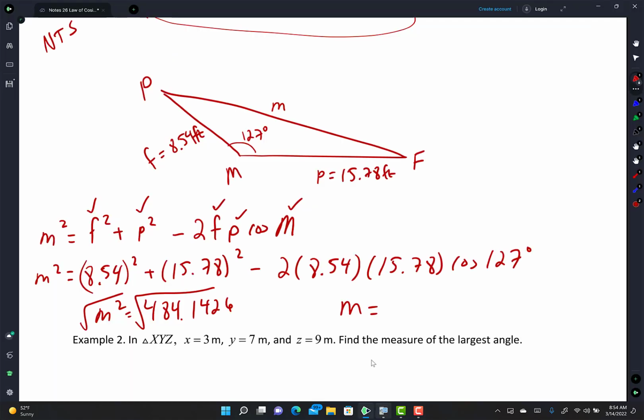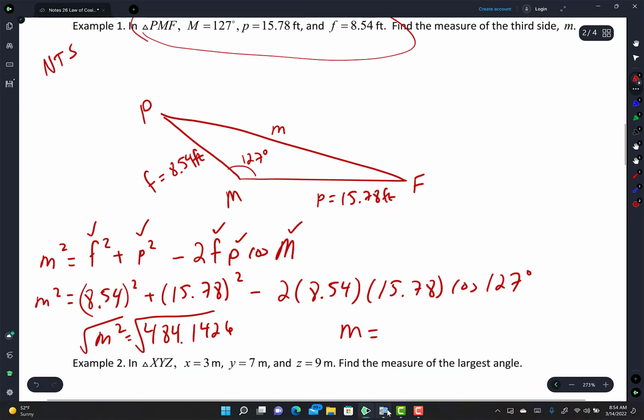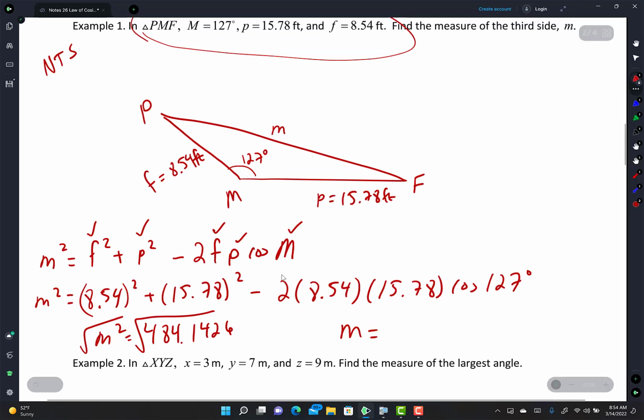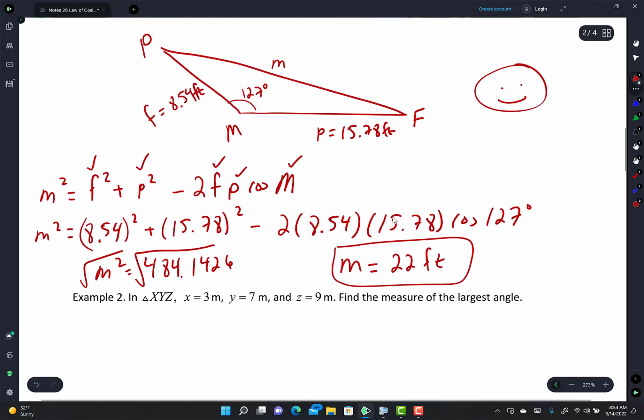Did it tell me to round? Find the measure of the third side. Nope. So I'm going to use 3 digits after the decimal. 22.003. Well, how many digits do they use? 2? Okay, I'm just going to use 2. 22.00, so leave it alone. And I need units. With a happy face. Look what we just did. Cool, right? What do you guys think?